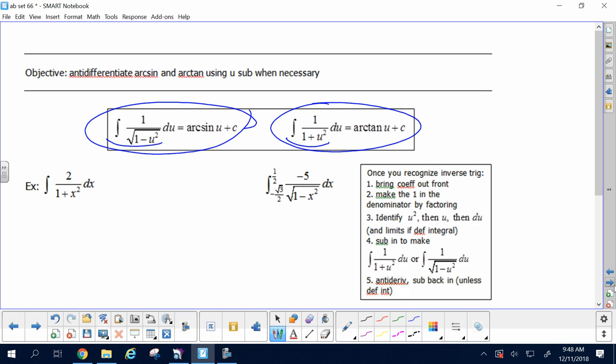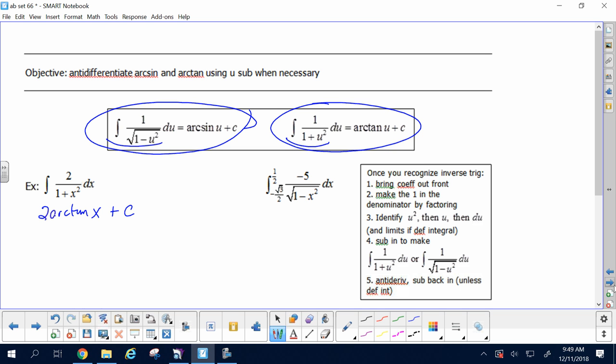If you get changed forms of these, things start to get a little complicated, gradually getting harder. So the first one, is that arcsine or arctangent? Arctangent. What can I do with the 2 up top? So this is just 2 arctangent of x plus c. Now, you might think I don't see the big deal, but take my word for it, it'll get much harder.